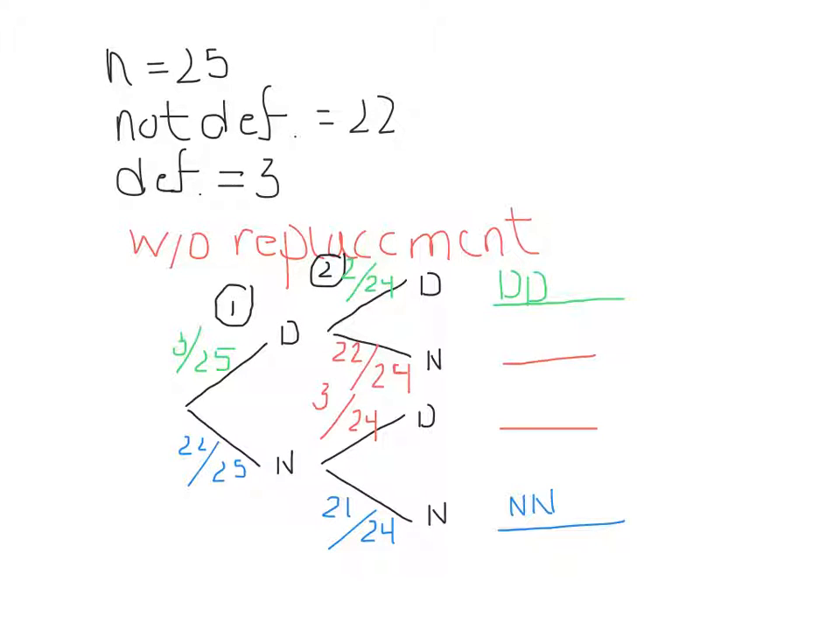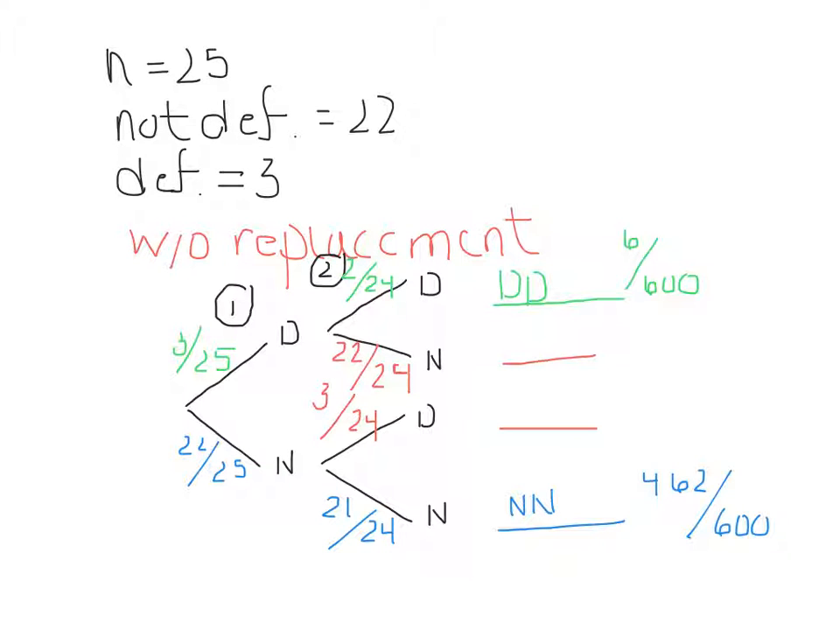So to find the probability of both being defective, I'm going to need to take 3 over 25 times 2 over 24. That would be equivalent to 3 times 2, 6, over 25 times 24, 600. The probability that both are not defective would be the product of the blue probabilities. 22 times 21 is 462. 25 times 24 is 600.